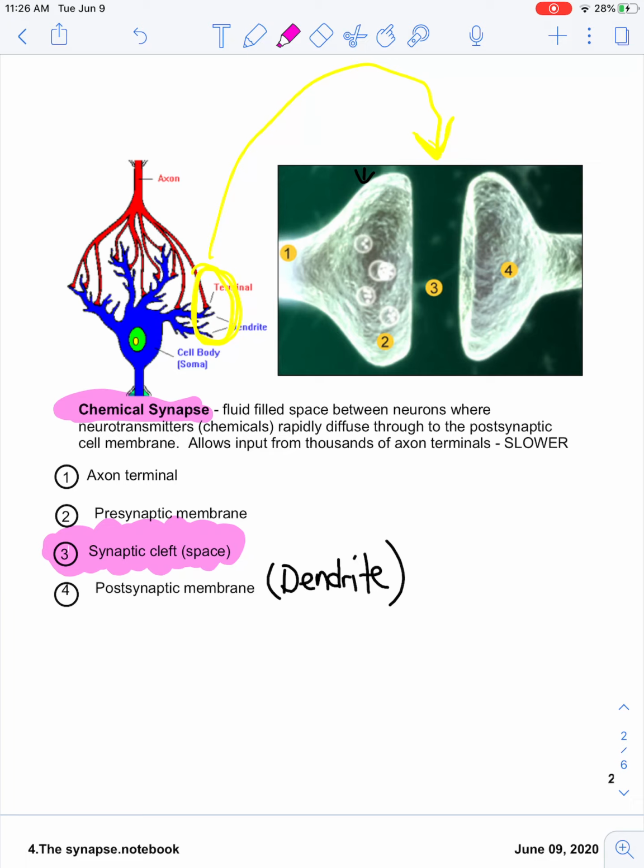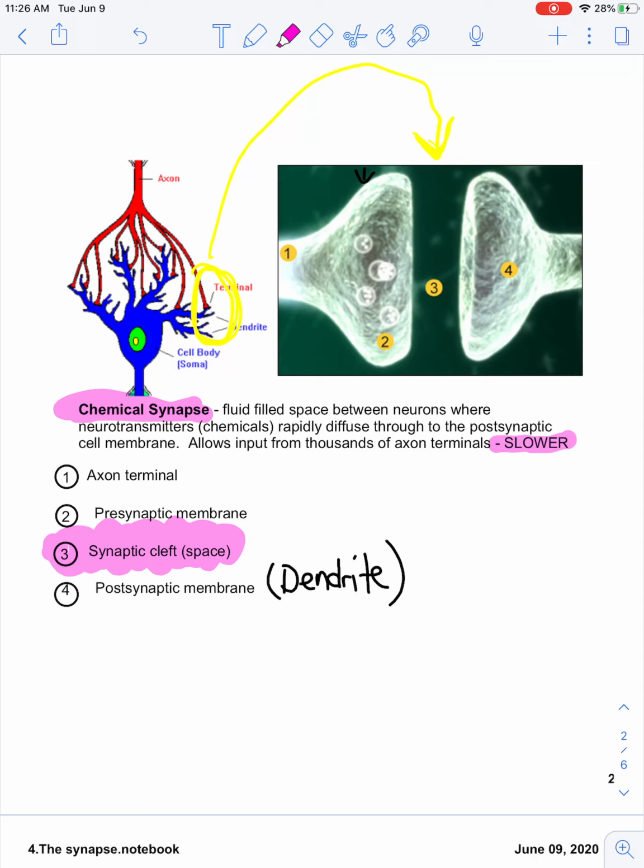So a chemical synapse is a fluid-filled space between neurons where neurotransmitters, these are chemicals, rapidly diffuse through to the postsynaptic membrane. Okay, so it allows input from thousands of axon terminals, is slower, but also allows options like inhibition as well as stimulation or action potential in the next neuron.